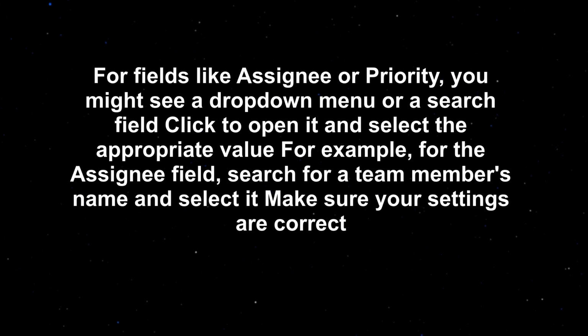For fields like assignee or priority, you might see a drop-down menu or a search field. Click to open it and select the appropriate value. For example, for the assignee field, search for a team member's name and select it. Make sure your settings are correct.